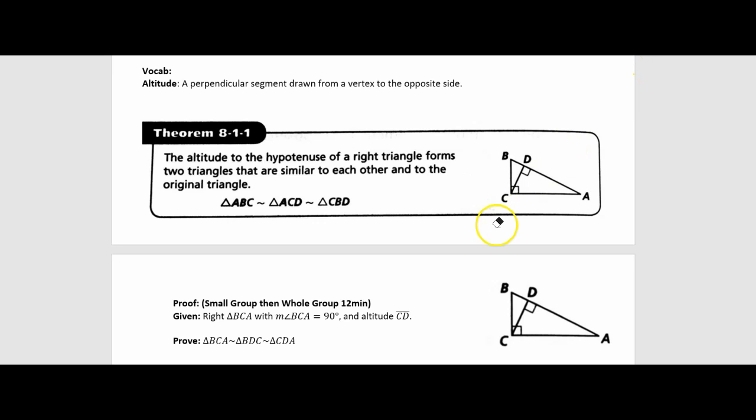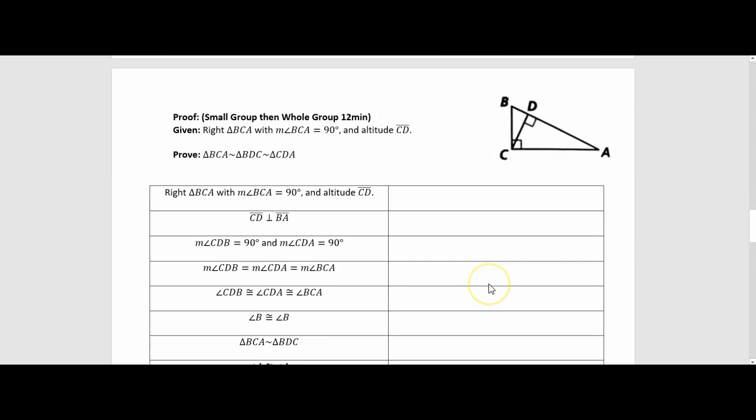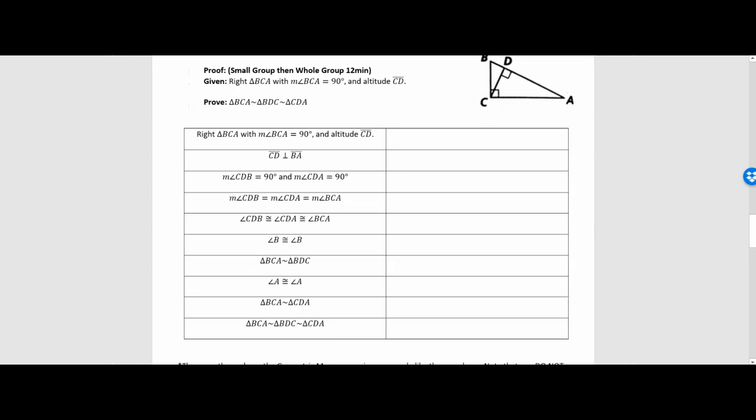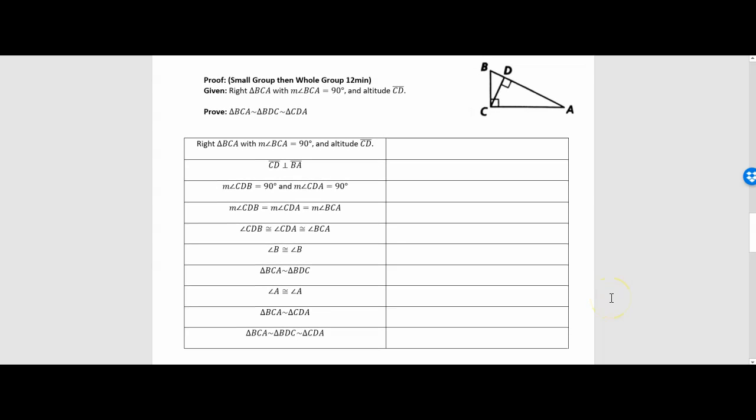So let's go through this proof first, just to show you how all of these triangles are similar to one another. Let's hope I can squeeze it all in. Okay, so I'm given right triangle BCA, that's the large one, with the measure of angle BCA equaling 90 degrees, and the altitude is segment CD. We need to prove that all three of those triangles are similar to each other. You know what? Pause the video, see if you can fill in most of these statements on your own, and then come back and see how many you got correct.